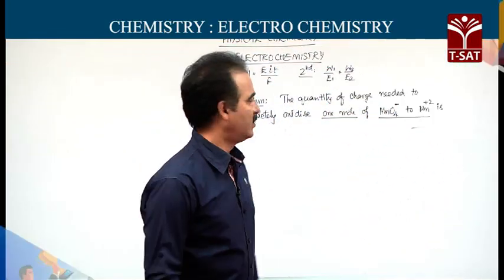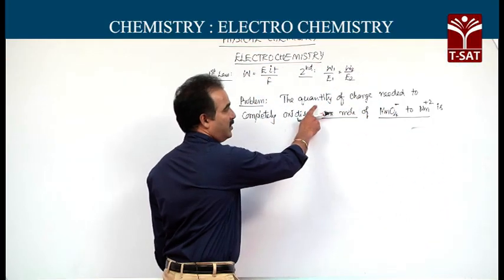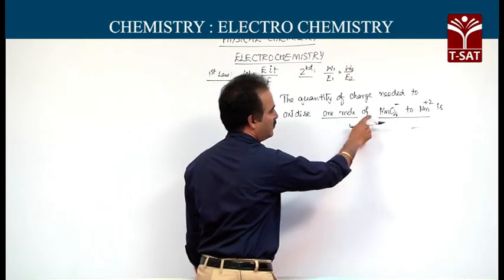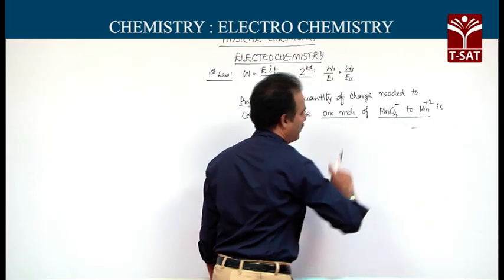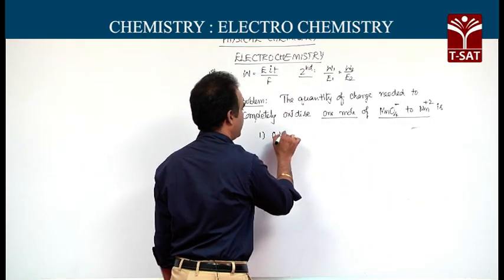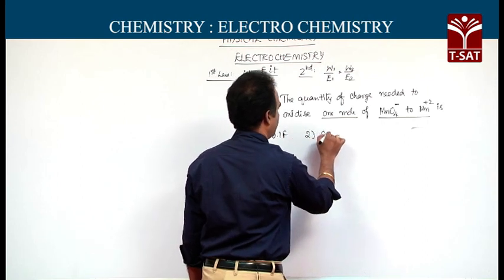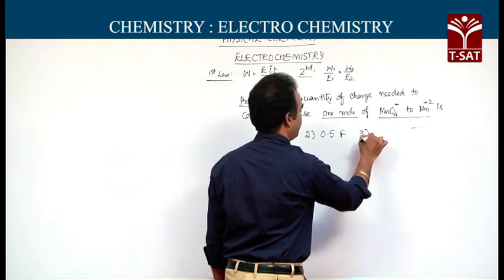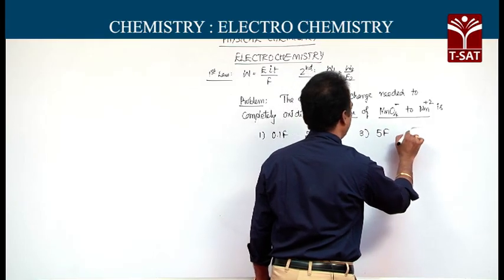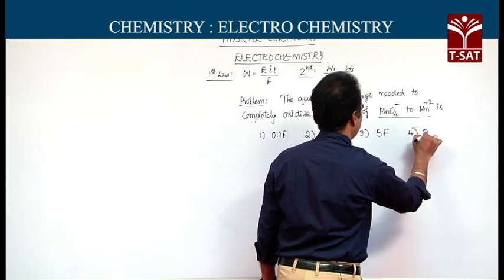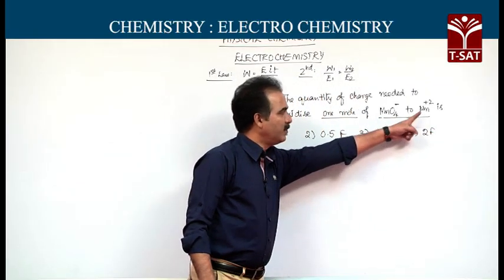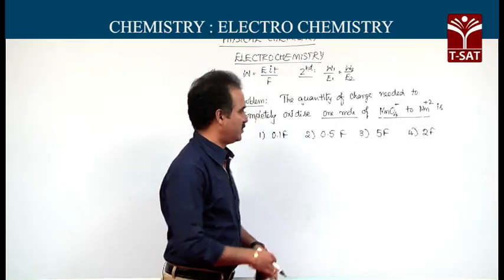Now, let us do one problem. The quantity of charge needed to completely oxidize 1 mole of permanganate to Mn+2 is how much? The options are 0.1 Faraday, 0.5 Faraday, 5 Faradays and 2 Faradays. How much charge is needed for the reduction of MnO4- to Mn+2?